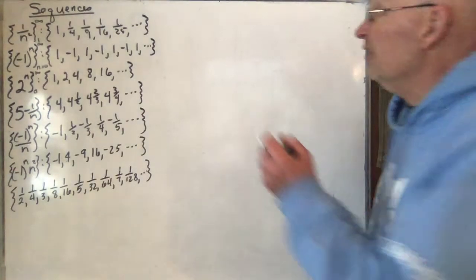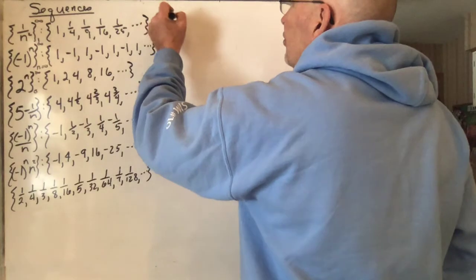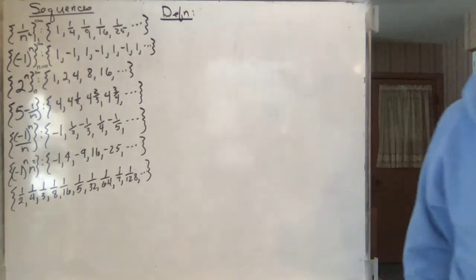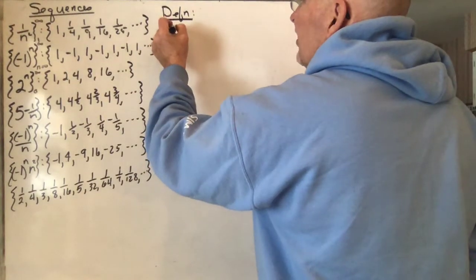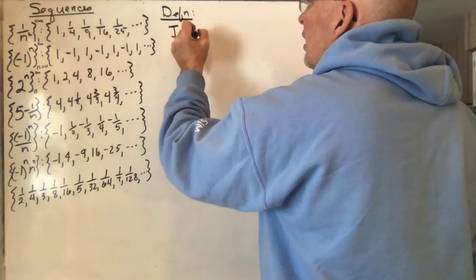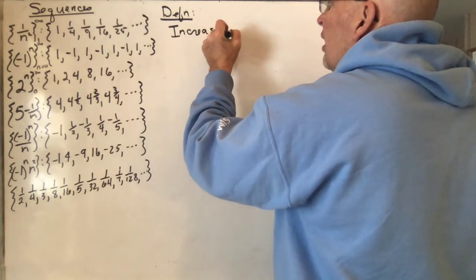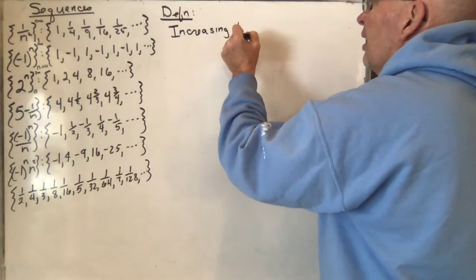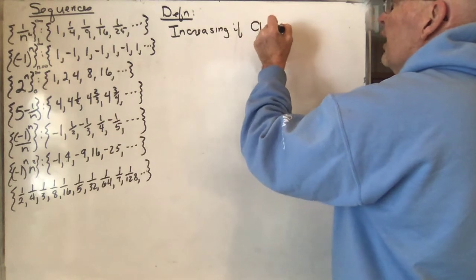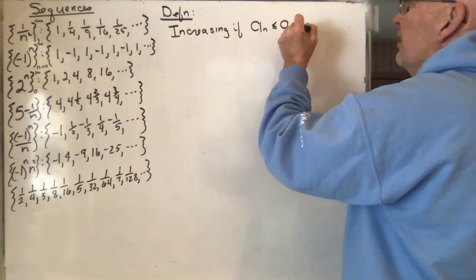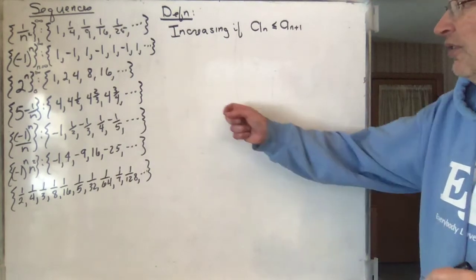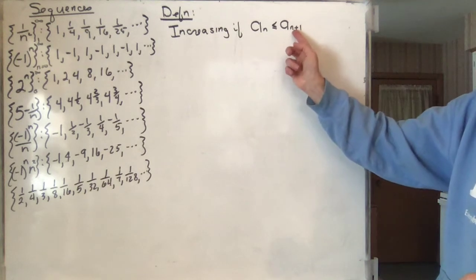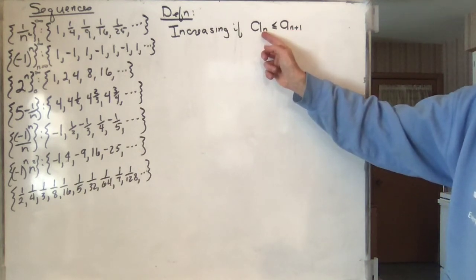So given those sequences, I wanted to define some terms which you're familiar with already from functions in general, but now we're going to talk about them with regard to sequences. A sequence is said to be increasing if every term is greater than or equal to the previous one. Notice I'm allowing it to be equal. So the sequence 5, 5, 5, 5, 5 would be increasing since each term is greater than or equal to the previous one.